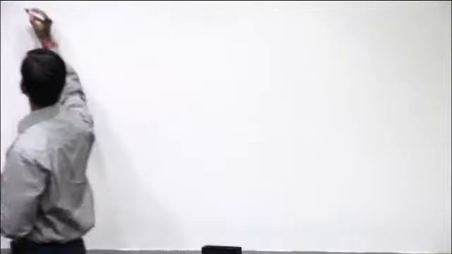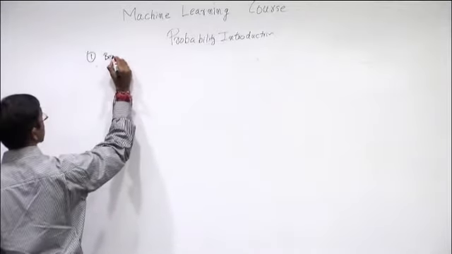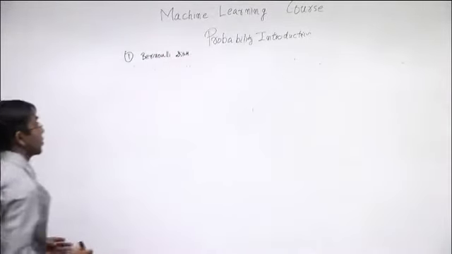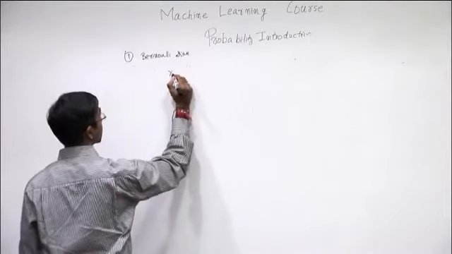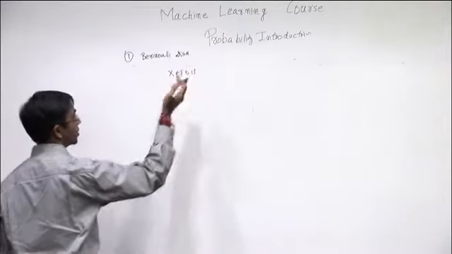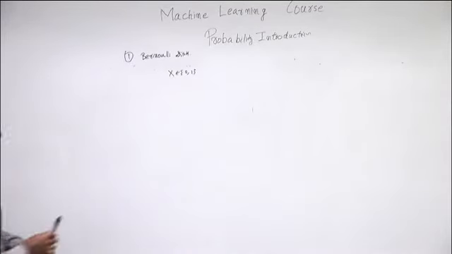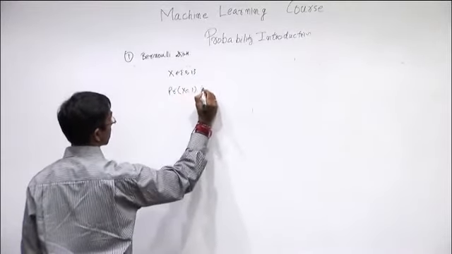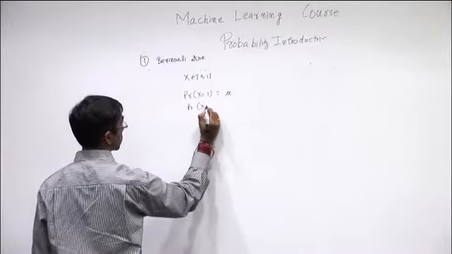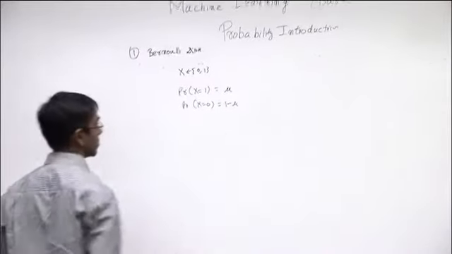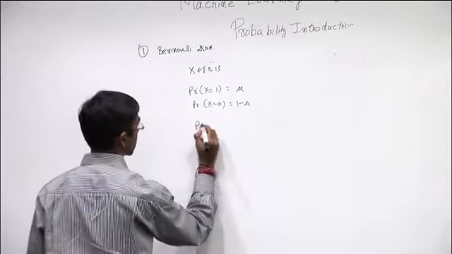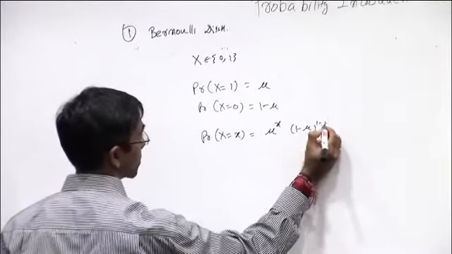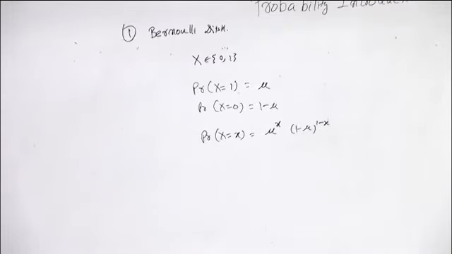So first is your extremely simple Bernoulli distribution. This is a discrete distribution where x can take two values, 0 and 1. You can think of 0 as representing tails and 1 as heads, and now the probability of x equal to 1 I define as mu. That's why the probability of x equal to 0 is 1 minus mu. And essentially you can write this probability distribution as P(X = x) equals mu to the power x, times 1 minus mu to the power 1 minus x. Right?